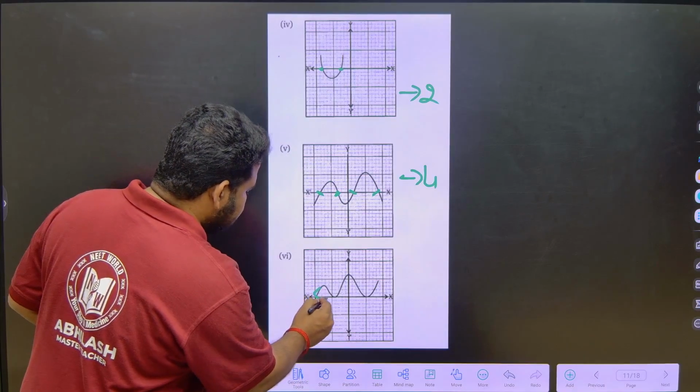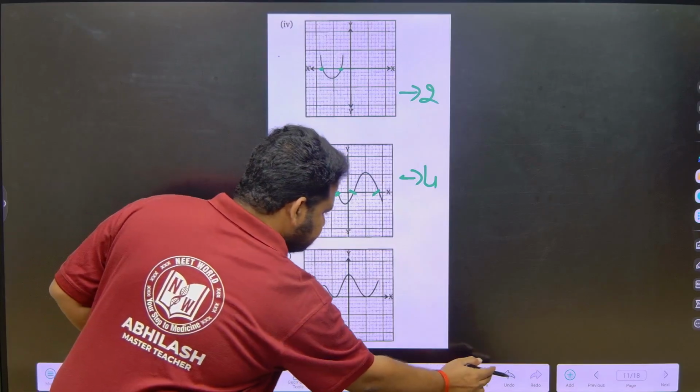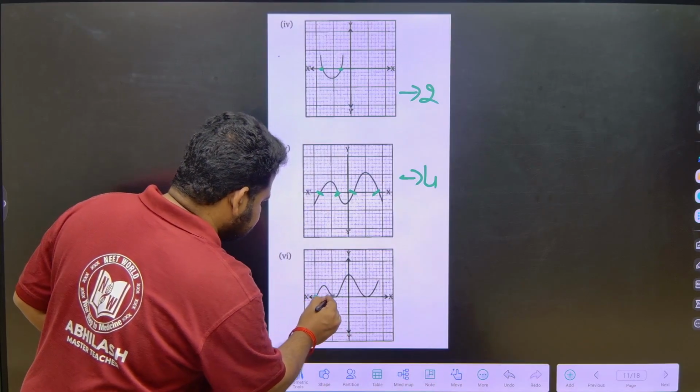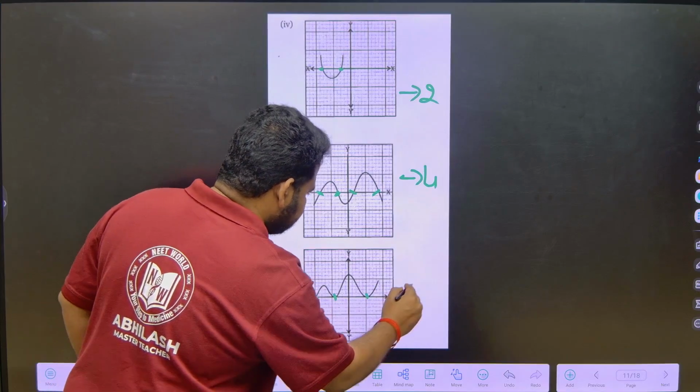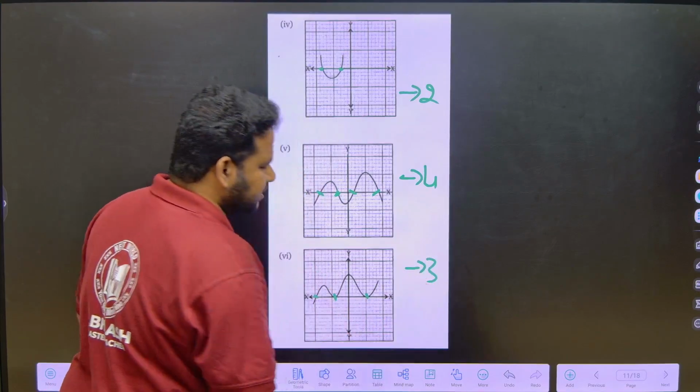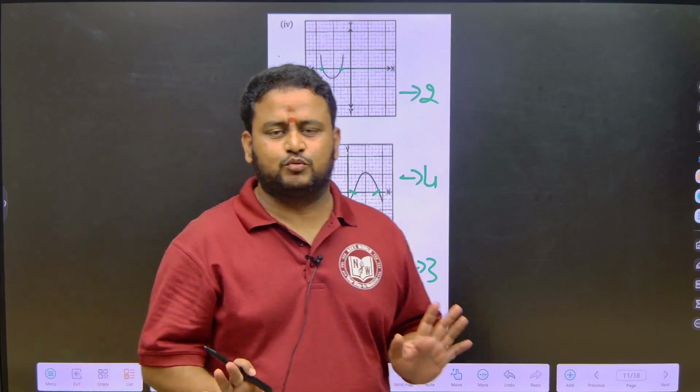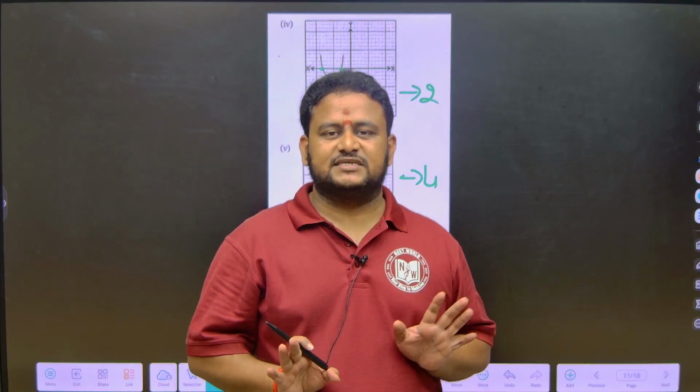So this is 1. Okay, just a minute. This is 1 point, this is 2 point, second point, this is third point. Here the number of zeros is how much? Here the number of zeros is 3. That's all about exercise 2.1.